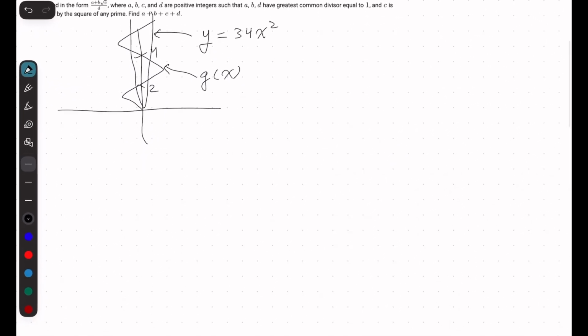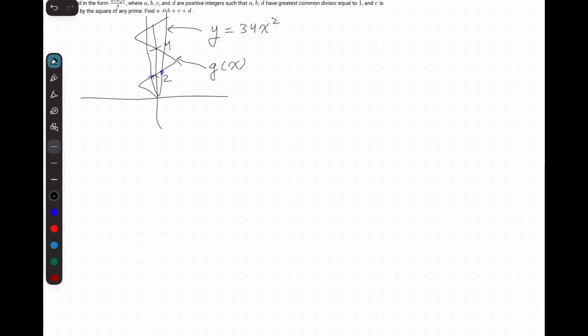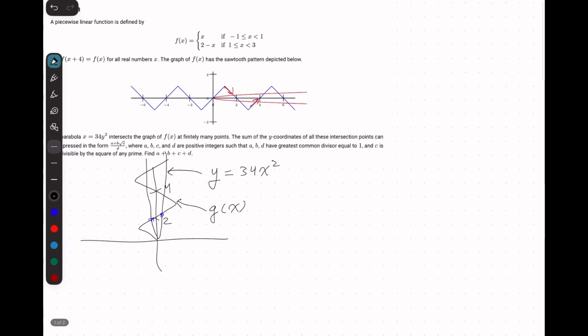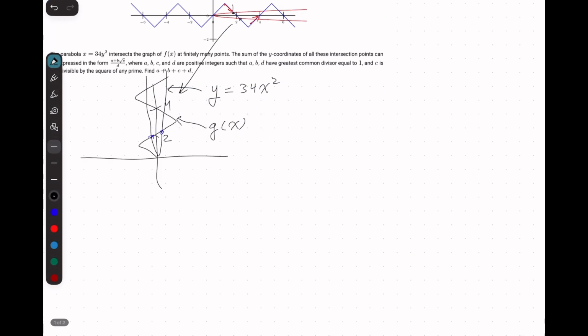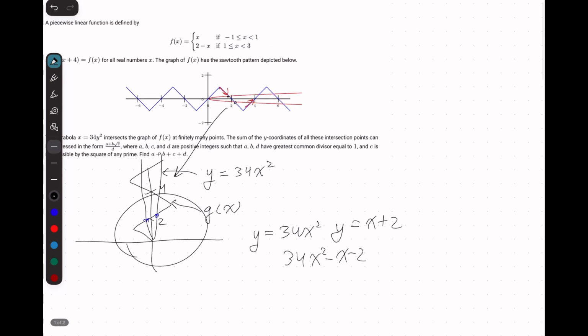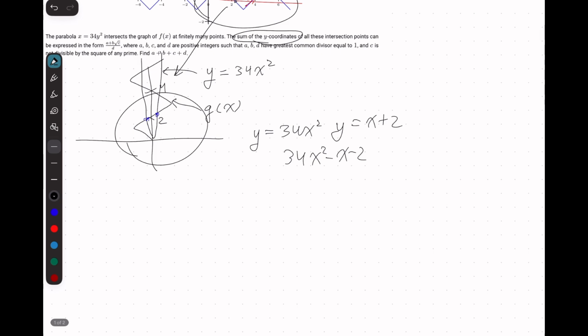Now, the first 2 points are the first 2 intersections of the original graph, but rotated. To find them, we take the intersection between y equals 34x squared and y equals x plus 2. So 34x squared minus x minus 2. By Vieta's formula, the sum of the x values of this rotated graph is the same as the sum of the y coordinates of the original graph, which is the value that we have to find. So it's 1 over 34.